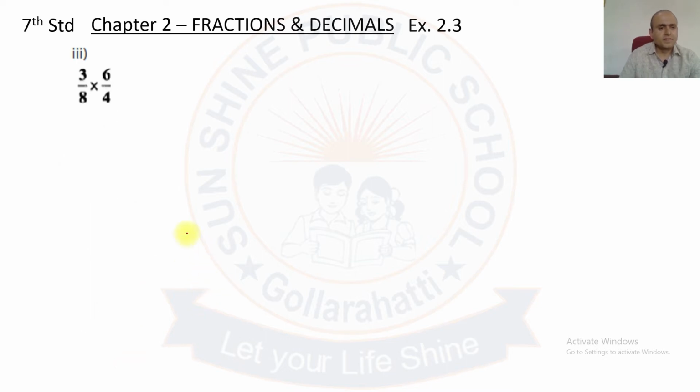Next question. 3 by 8 into 6 by 4. Here we can multiply and then reduce, or we can reduce directly in the beginning itself. Therefore, I can reduce here. I can see the numerator and denominator are both divisible by 2 in the same table. Therefore, 2 2s are 4, 2 3s are 6.